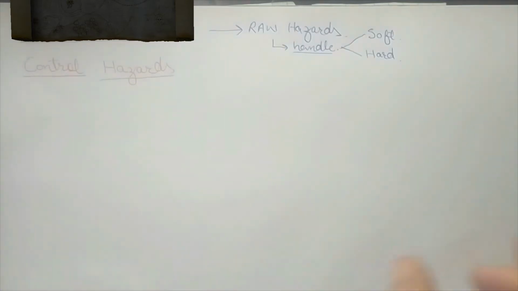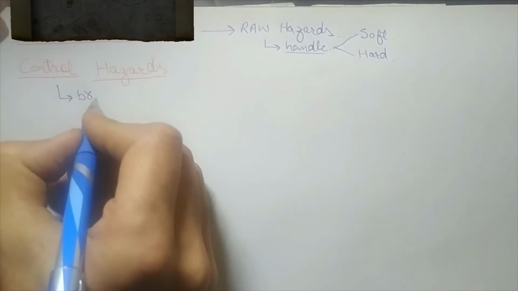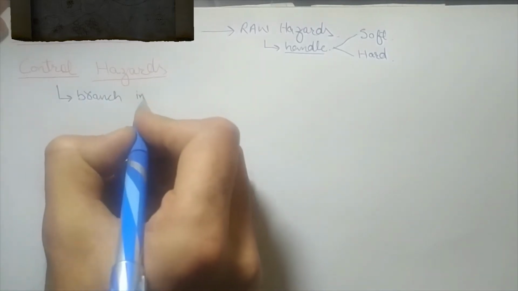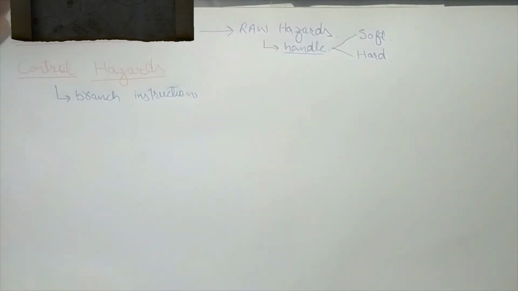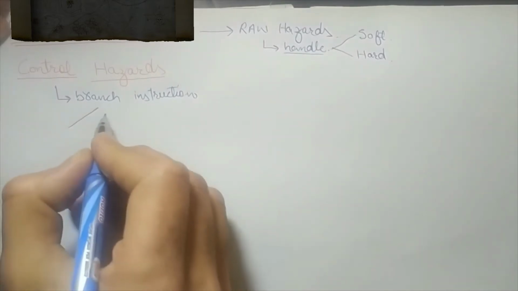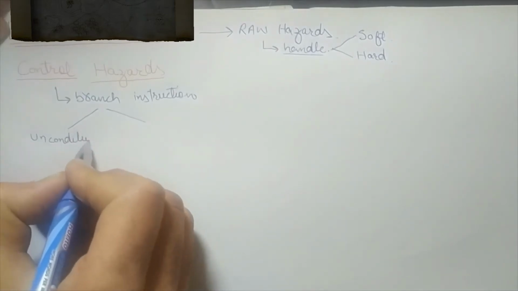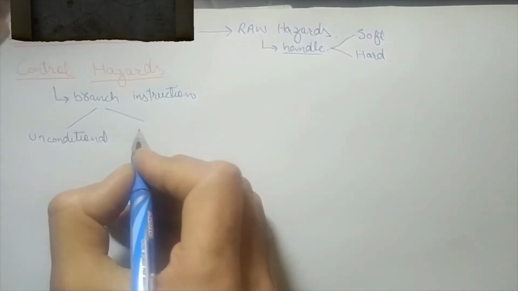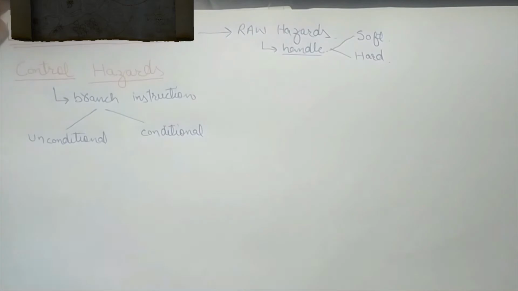So let's first briefly discuss what a control hazard is. A control hazard occurs when there is a branch instruction. First of all, branch instructions are of two types. One is an unconditional branch and another is a conditional branch. So what is an unconditional branch? Unconditional branch means a branch that is not checking any condition before making a jump or before making a branch.